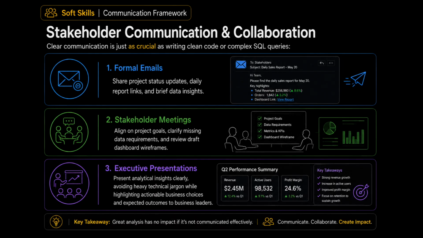The second method is stakeholder meetings. These meetings help teams align on project goals, clarify missing data requirements, review important metrics, and discuss dashboard wireframes. The third method is executive presentations. Analysts present insights clearly, avoid unnecessary technical jargon, and focus on actionable business decisions and expected outcomes. The key takeaway is simple. Even great analysis has no impact unless it is communicated effectively. Communicate, collaborate, and create impact.